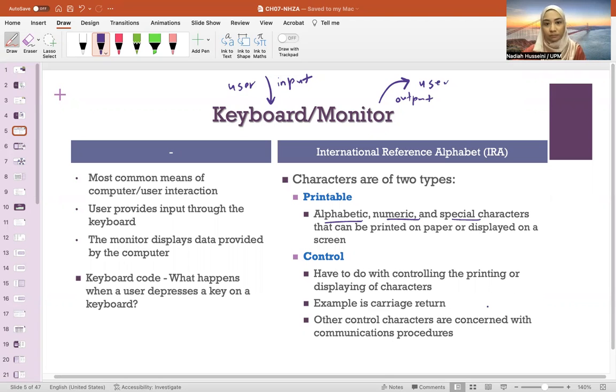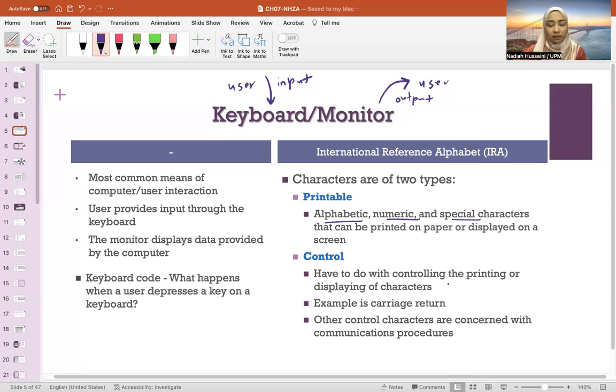Those are printable. And then we have control, meaning I'm using my keyboard, which has a trackpad, and I'm basically controlling my mouse and clicking on something. I don't necessarily see alphabets, numbers, or special characters. I'm not seeing that, but I am controlling. So that is another character. It is considered a character, but the character is a control type. These have to do with controlling the printing or displaying of characters.